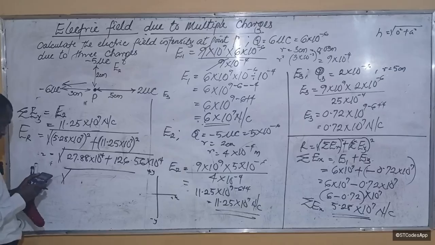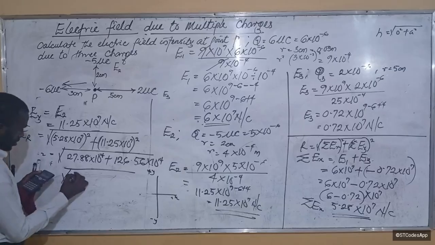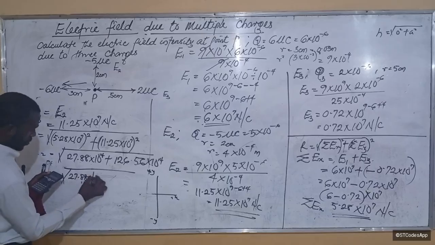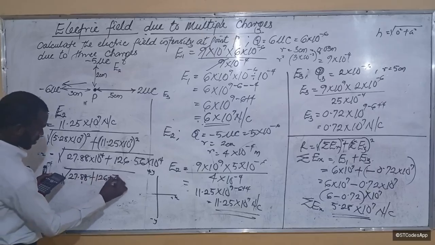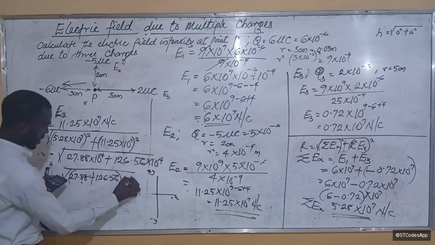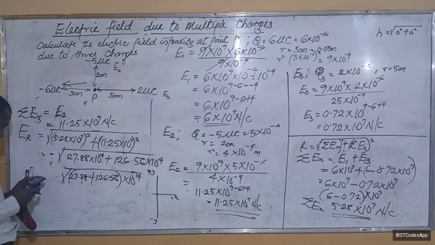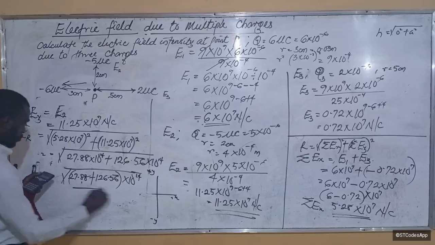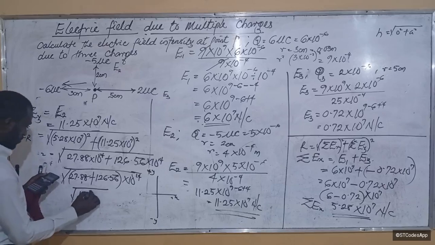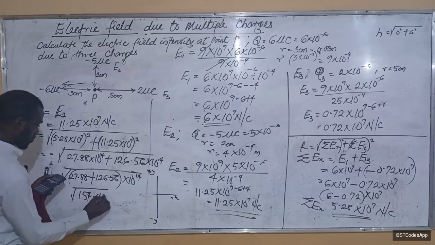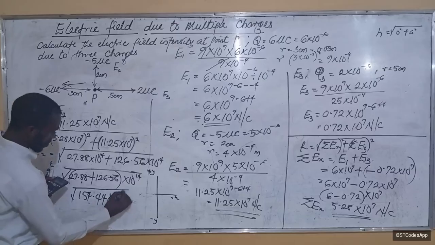So we have 27.88 plus 126.56, both of them times 10 to the power 14, which is common between them, right? It gives us 154.44. So we have the square root of 154.44 times 10 raised to the power 14.